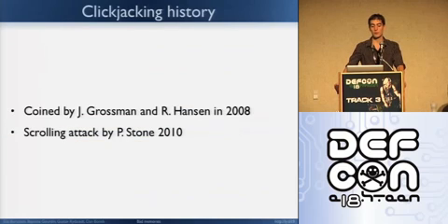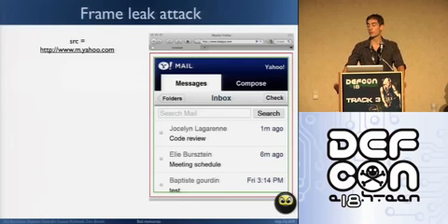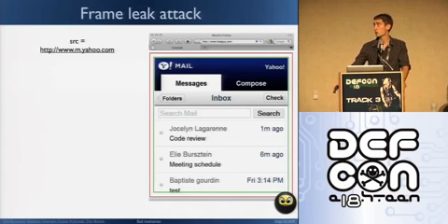Framework attacks are an evolution of clickjacking and the scrolling attack. Clickjacking, just presented previously by Eli, is a term coined by Jeremiah Grossman and Robert Hansen in 2008. The scrolling attack is a new attack shown by Paul Stone at Black Hat Europe this year. This attack works as follows. In the first step, the attacker will double frame the target website. Here in this example, it is the mobile version of Yahoo Mail.